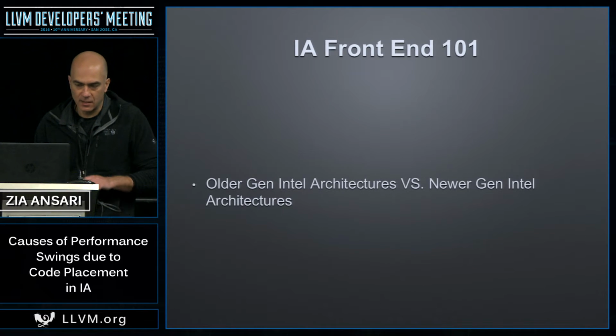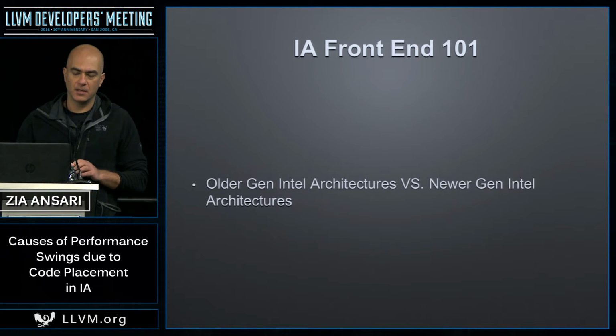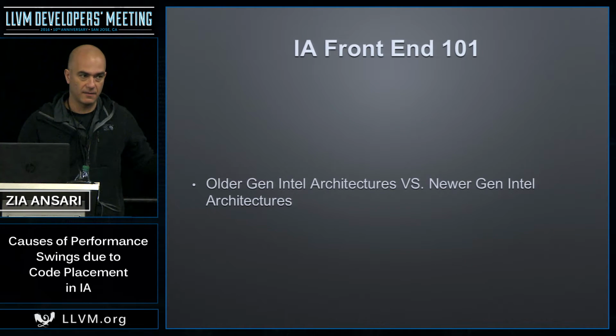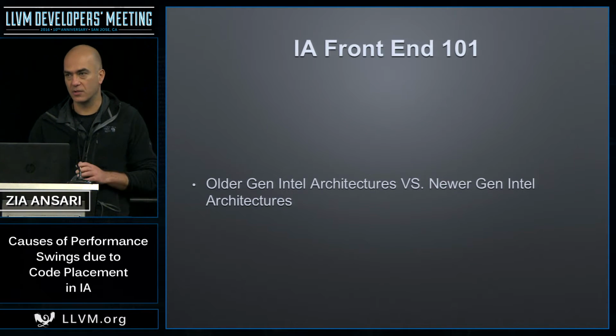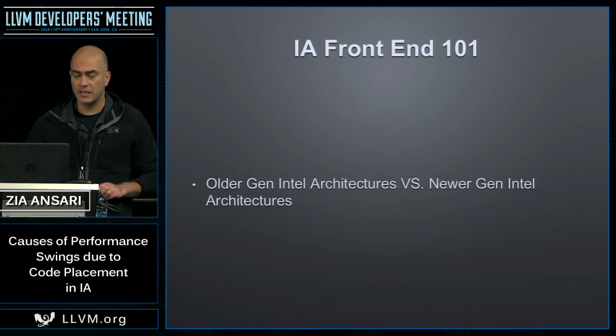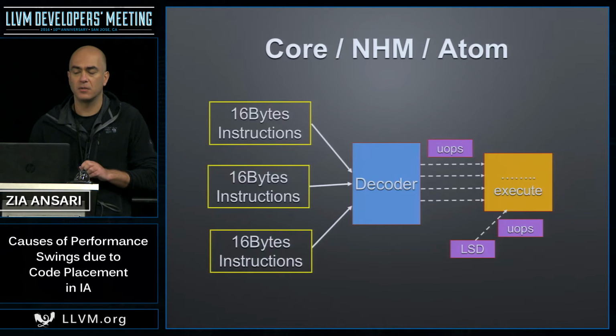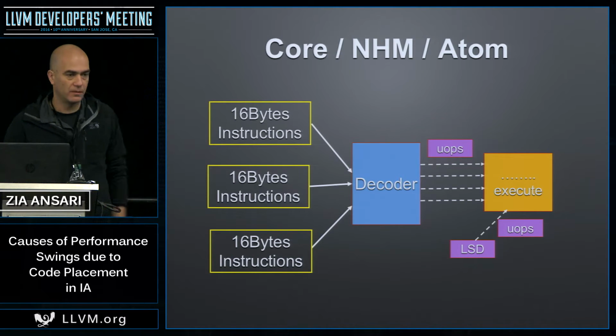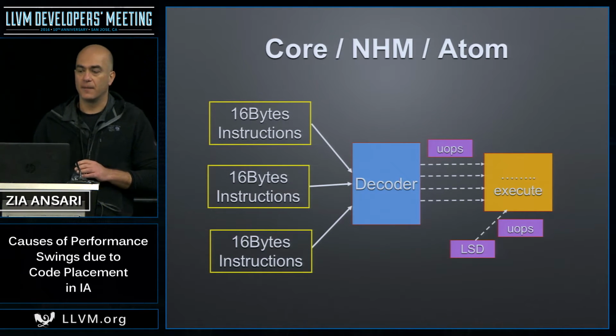So, Intel Architecture Front-End 101. Just a couple of quick slides before we get into my examples, to explain how the front end of the architecture works for those that aren't quite familiar with it. To do this, I'm going to compare two different generations of Intel architecture. The older gen, which includes the Cores and the Nehalems and the Atoms, including some of the current Atoms. So, a really overly simplified diagram of the front end.